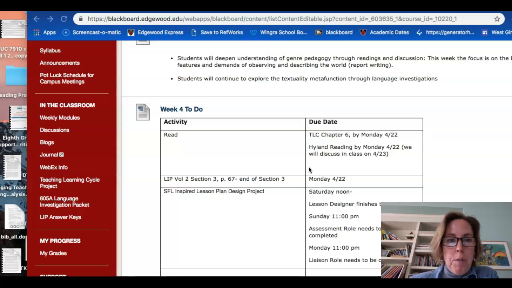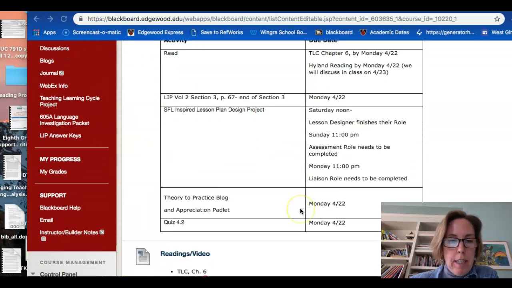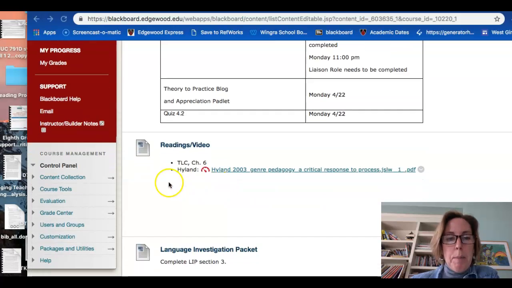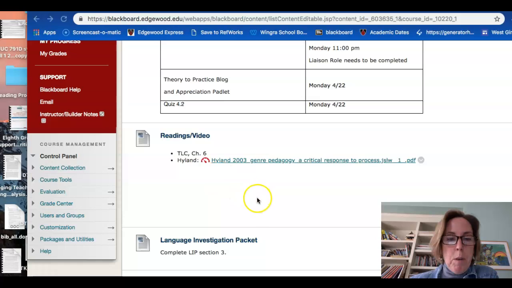Let's go through what you need to do this week. Here is your to-do list, but I'll go through it this way. For reading, this is your Teaching Language in Context book, chapter 6. And then this Highland piece we are going to discuss in class next week. As you're reading, take some notes, mark things that you think are interesting or that you have questions about. We'll also look at this as well.